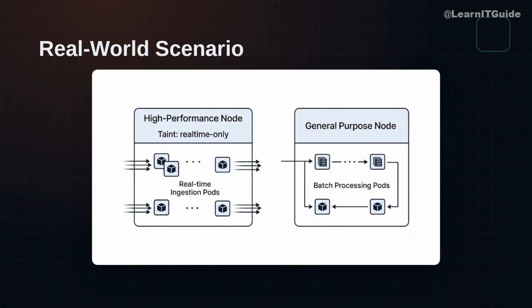A logistics tracking platform serving 5 million shipments per day uses taints to separate their real-time data ingestion pods from batch processing jobs. By isolating the ingestion pods on high-performance nodes, they reduced latency spikes by 40% during peak shipping hours. That is the power of proper scheduling.